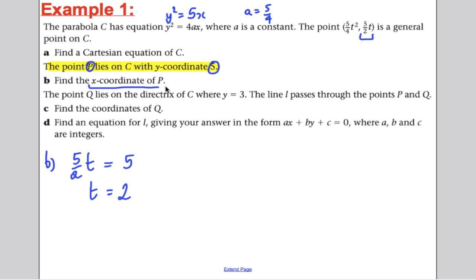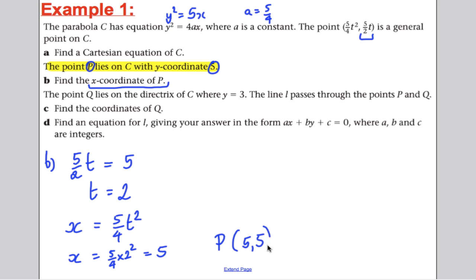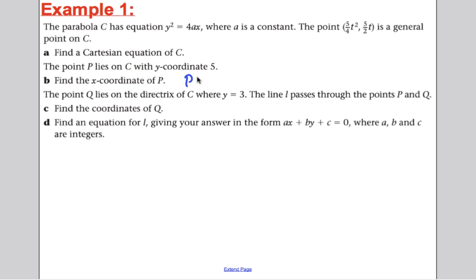But we're asked for the x coordinate. So parametrically, we know it's 5 over 4 times t squared. But we've worked out that t is 2, so x is 5 over 4 times 2 squared, which is 5. So the point P, in this case, is the point (5, 5), and we've done part B. Right, just going to write here that P was the point (5, 5), the equation was y squared is equal to 5x, and then we've done everything from the previous parts.